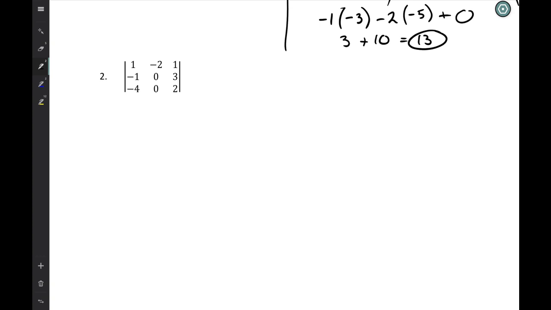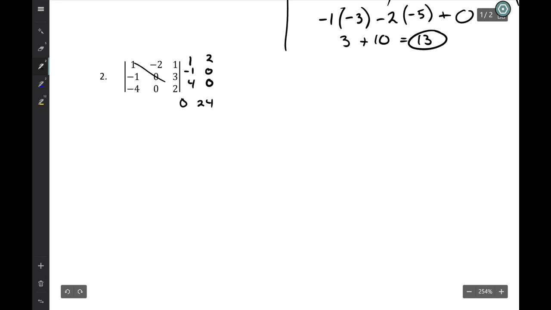For this second example, we can use both the same methods. I'm going to show you both again. We can use the diagonal method. I'm just going to do that right here, rewriting 1, -1, 4, 2, 0, 0, and then go diagonally. So go this way, you get 0. Go this way, you get 24.